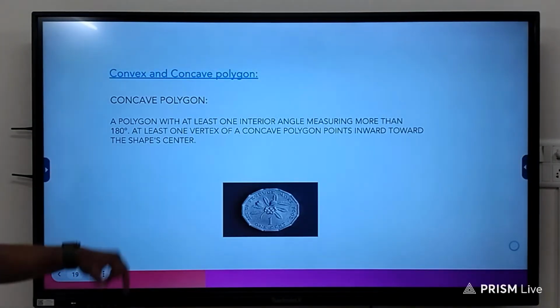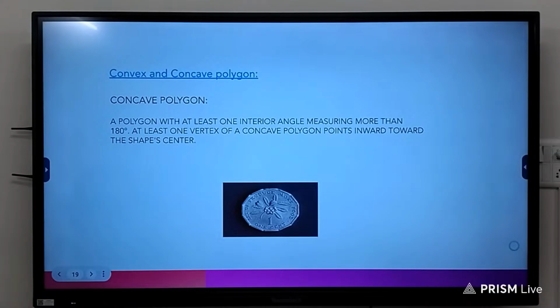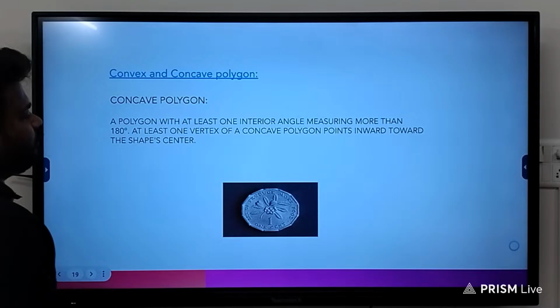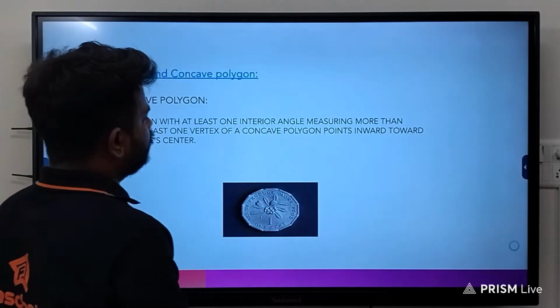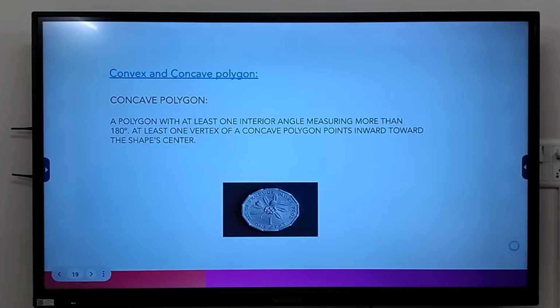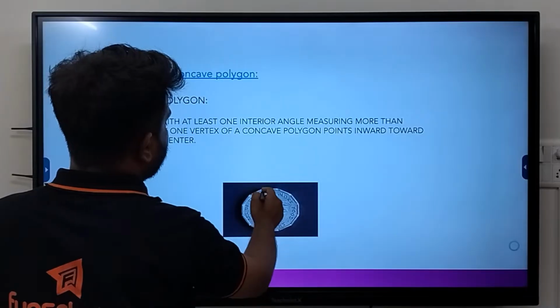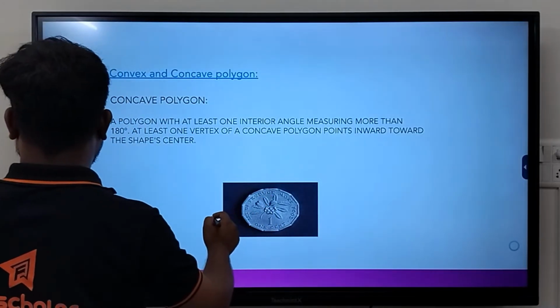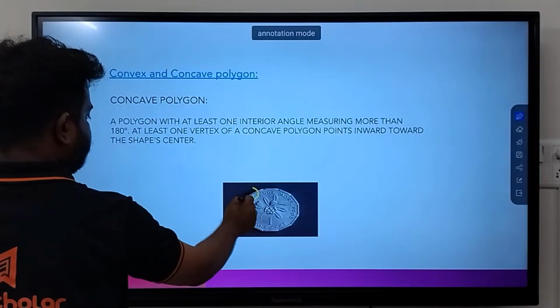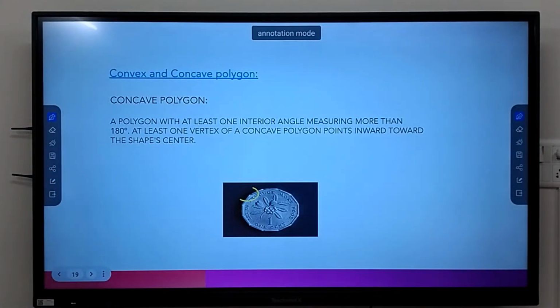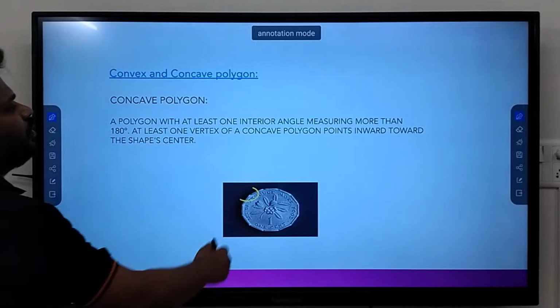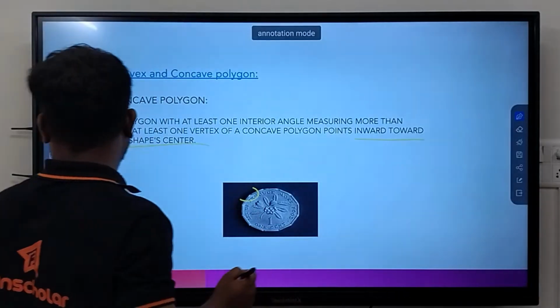Okay, concave polygon: a polygon with at least one interior angle measuring more than 180 degrees. At least one vertex of a concave polygon points inward towards the shape's center. So at least one interior angle measures more than 180 degrees. We will discuss it later.